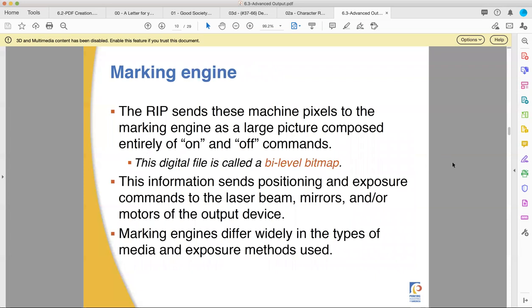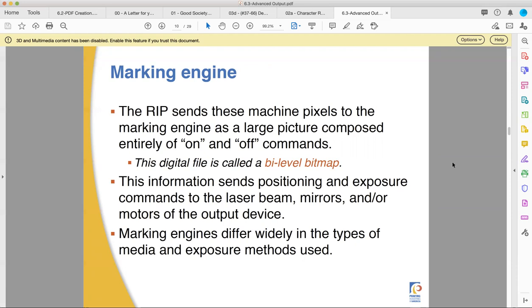So the RIP sends the machine pixels to the marking engine, and it's made up entirely of on and off commands. On, where it wants to, well, actually I can't say that. Depending on if you have a positive or negative acting plate, this will be different, depending on if the laser activates the print area or the non-image area of the plate. That can change, so I'm not going to nail this one down definitively, but the whole image is based off of whether or not it's going to shoot a laser at a part of the plate. And depending on the plate, the laser will either make it accept ink or make it accept water.